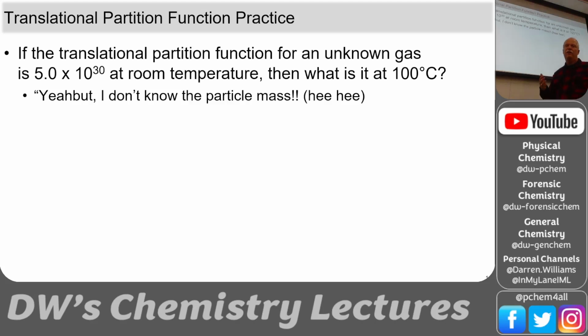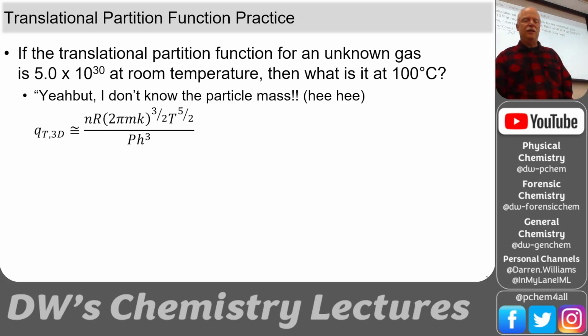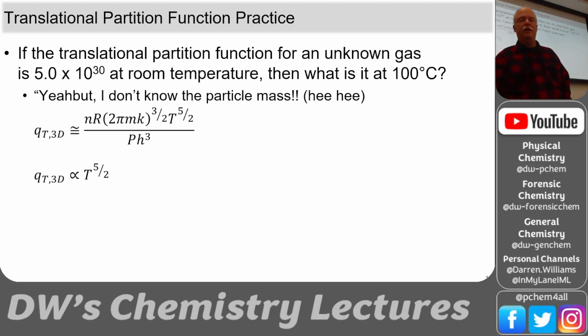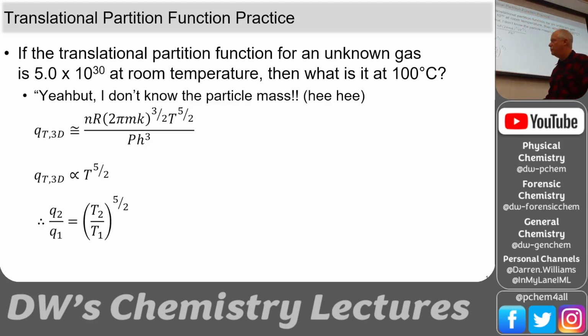And you say, yeah, but I can't calculate this. I don't know the particle mass. And I'm smiling, because you just need to do the ones and twos. You take the ratio of the two. This is the crazy equation, but I can't do it directly because I don't have the mass. But I've got this proportionality. So anytime you have a proportionality, you can take Q1 over Q2 equal to T1 over T2 all to the 5/2 power. You have to take into account the power of the temperature dependency.